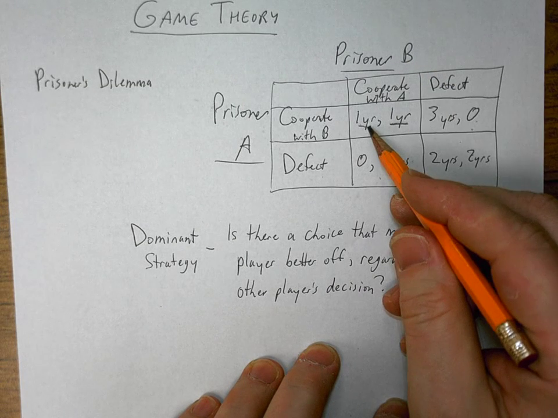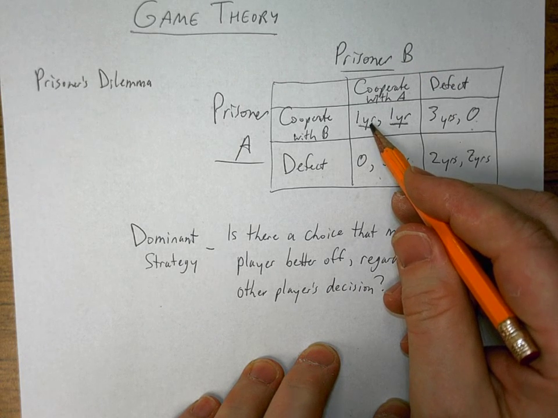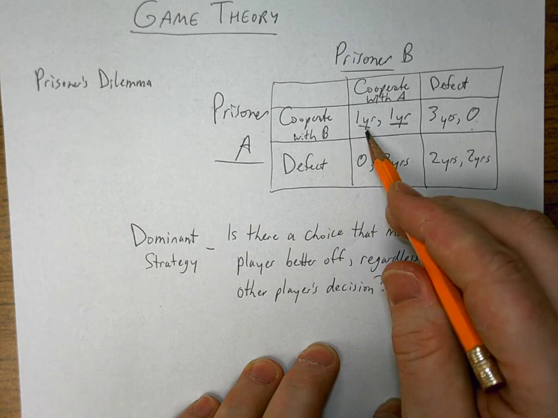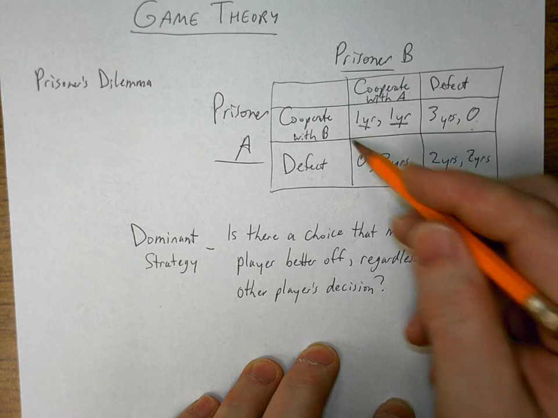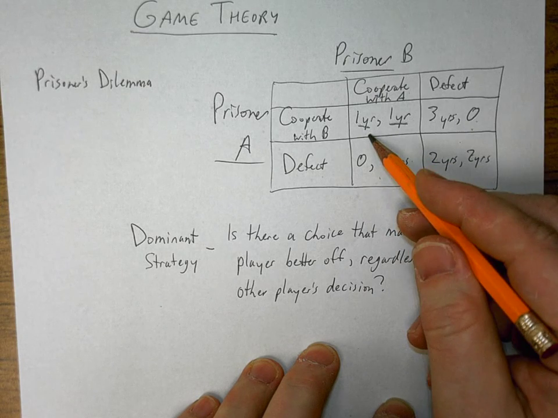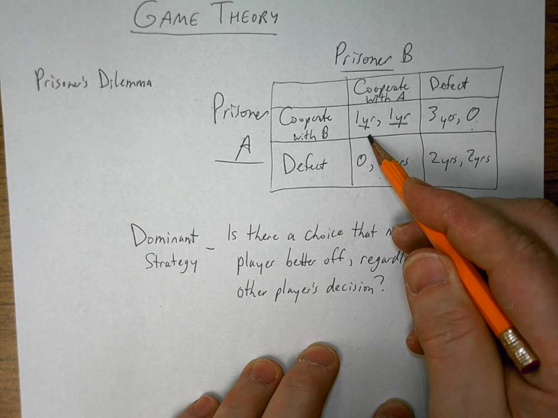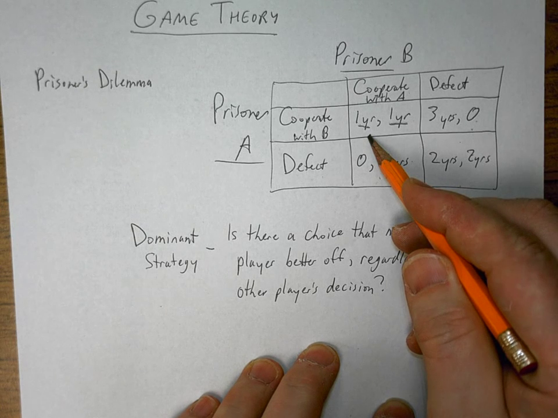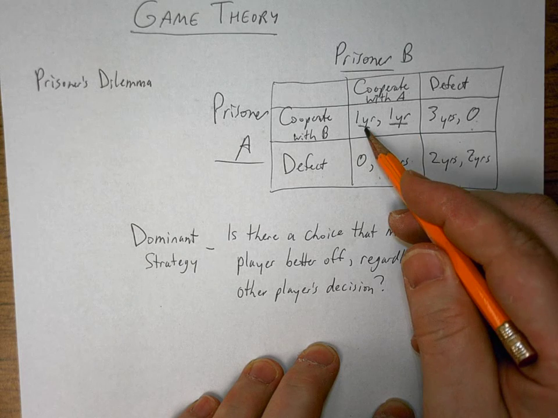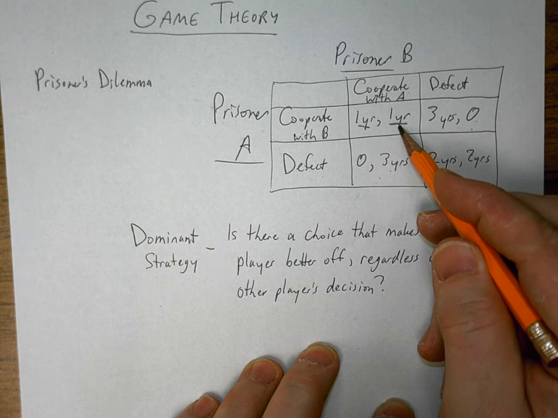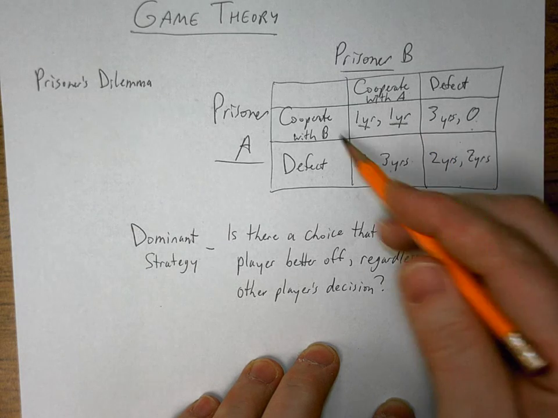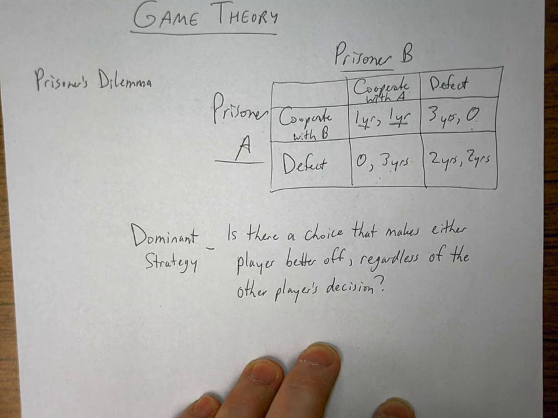Now, if prisoner B keeps their end of the bargain and keeps their mouth shut, cooperates with the other prisoner, and prisoner A also cooperates with B, we're going to be in this box right here. They would both go to prison, but not for very long, because the case against them would not be very strong. So prisoner A would go to prison for 1 year, prisoner B would go to prison for 1 year. Combined would be 2 years of prison between the two of them.